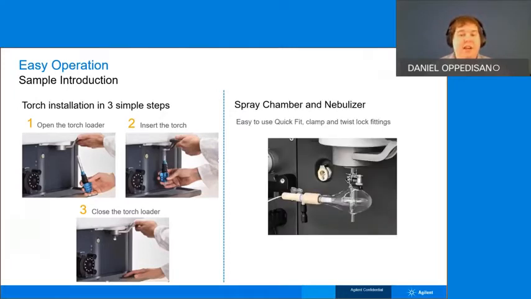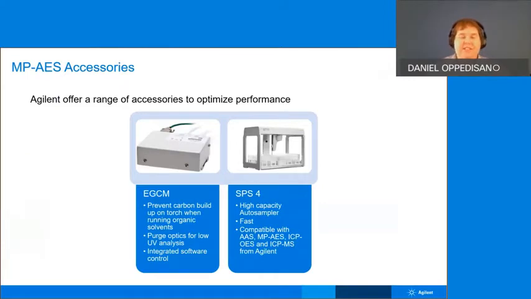The spray chamber and nebulizer are simply clamped and locked, and the quick fit fittings connect the tubing in place. Agilent offers a range of accessories to optimize performance. For the petrochemical industry, we have the external gas control module, or the EGCM, which allows for air injection into the plasma to prevent carbon buildup when running organic samples. It also facilitates controlled purging of the optics for low UV analysis, including sulfur, and is easily controlled through the MP Expert software.